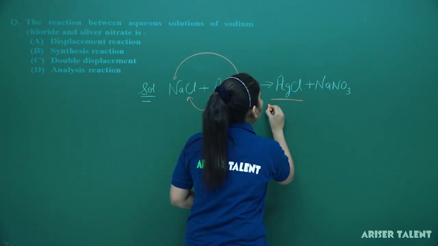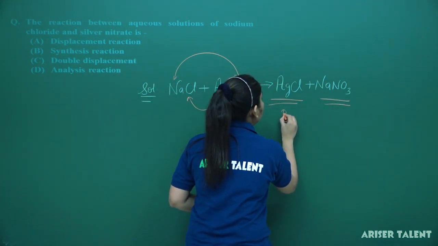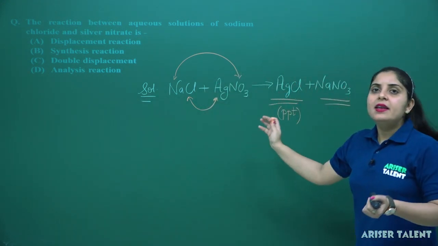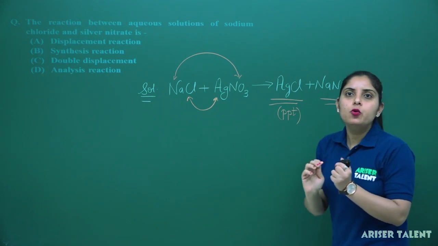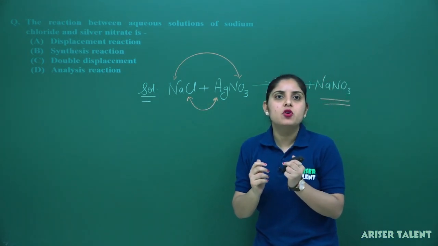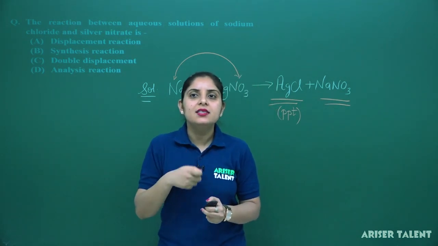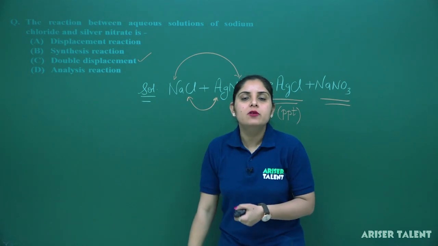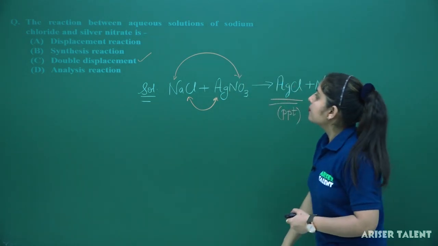And we are obtaining two products here. The AgCl will be obtained in precipitate form. So there is a mutual exchange between the two kinds of atoms or ions. If there is a mutual exchange between two atoms or ions, we can consider these equations as double displacement. So the correct answer for this question will be double displacement.